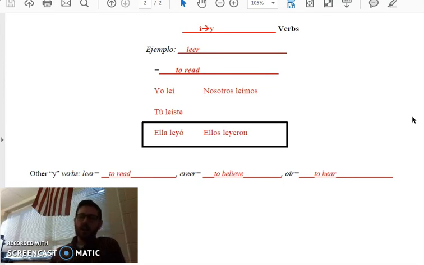Same deal with the ellos form. If you were to drop the ER, it would be L-E-I-E-R-O-N. But instead the I gets swapped out for a Y. Ellos leyeron. And then you see three other verbs there that do the same thing. Leer, which we already talked about, creer, which is to believe, and oír, which is to hear.